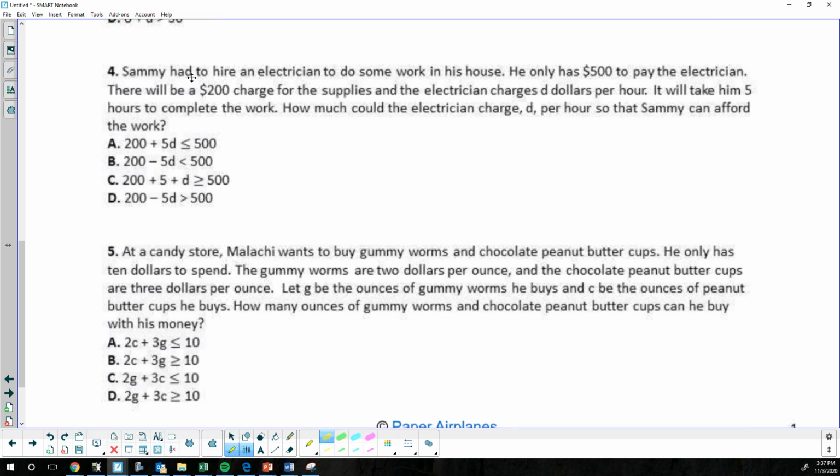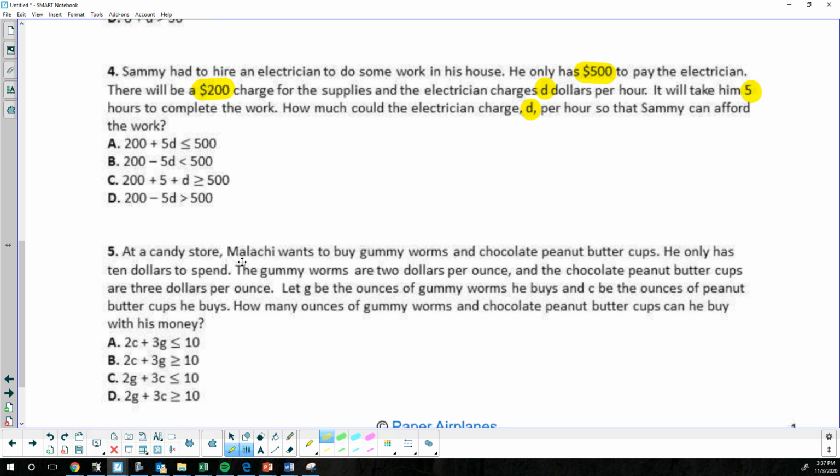Sammy had to hire an electrician to do some work in his house. He only has $500 to pay the electrician. There will be a $200 charge for the supplies, and the electrician charges D dollars per hour. It will take him 5 hours to complete the work. How much could the electrician charge D per hour so that Sammy can afford the work?